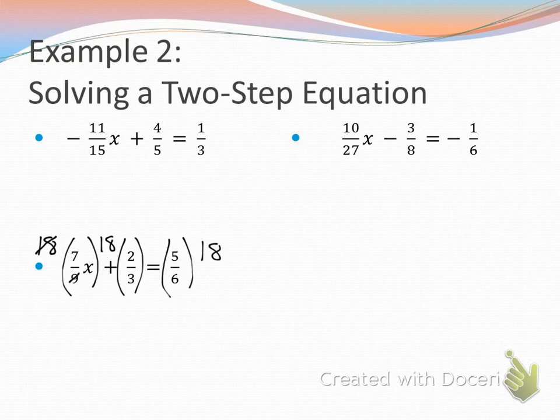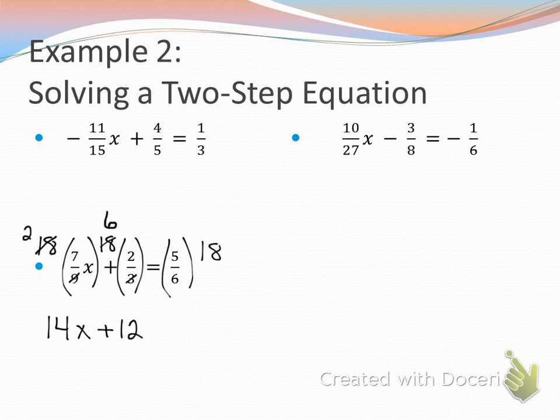How many times does 9 go into? Yeah, very good, 2. So now 2 times 7 is what? 14x. Now 3 and 18, 18 reduces to 6. 6 times 2 is 12.